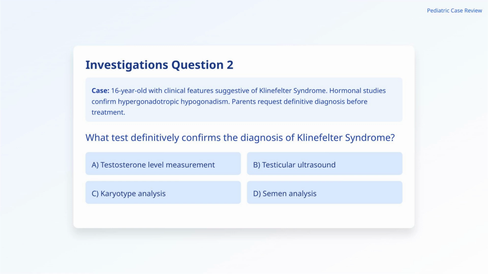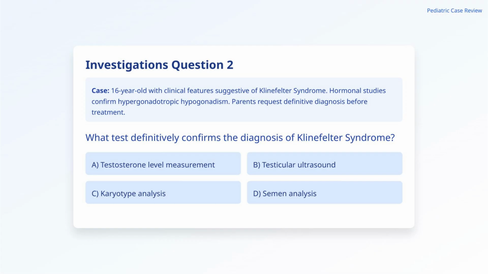Case scenario: a 16-year-old male presents with clinical features suggestive of Klinefelter syndrome. Hormonal studies confirm hypergonadotropic hypogonadism consistent with primary testicular failure. Parents request definitive diagnostic confirmation before initiating any treatment. Question: what test definitively confirms the diagnosis of Klinefelter syndrome?